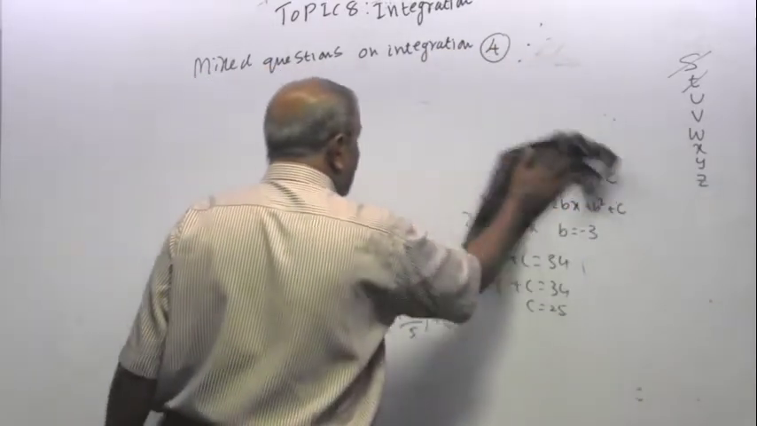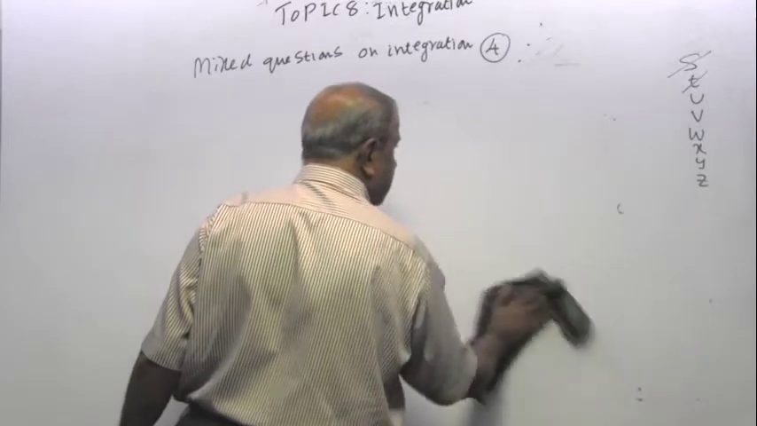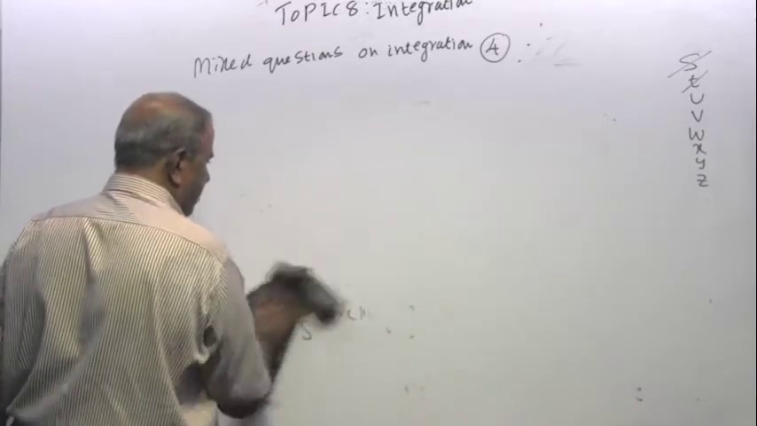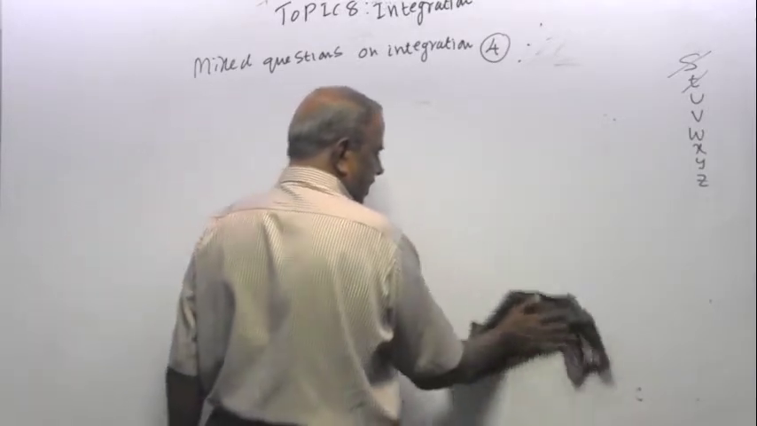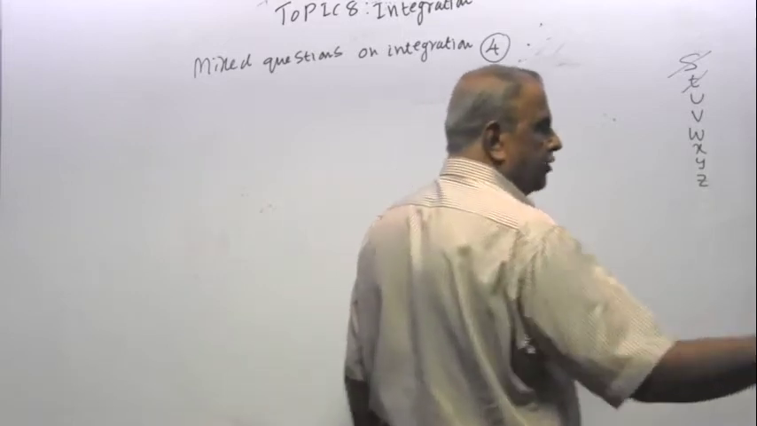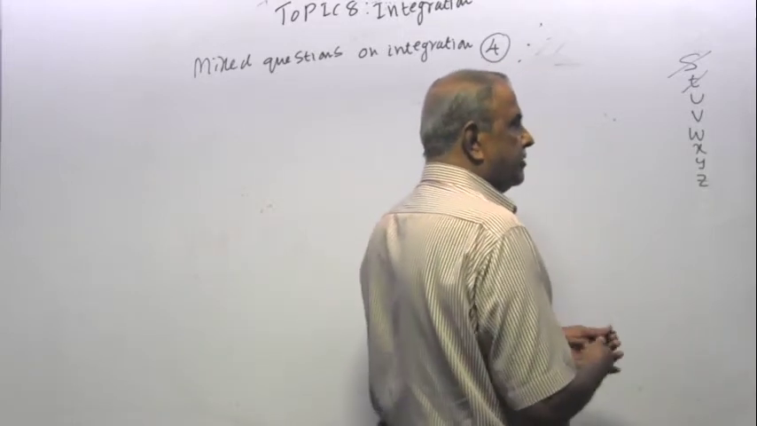So I went through the whole logic. If it is a fraction and you can't factorize, you need to complete the squares and use the formula that leads to an inverse trig integral.